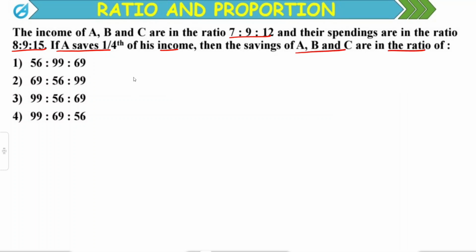See, what is the formula for savings? Income minus expenditure. What is the income of A? Why we are taking A alone: here we know the ratio of A's income, here we know A's expense ratio, and here we know A's savings part. So income of A, let me take it as 7x, and expenditure of A, let me take it as 8y. Because of this, what is the savings? One fourth of 7x.